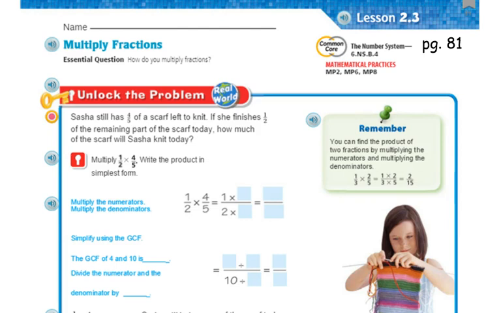This is on page 81. The topic for today's lesson is multiplying fractions. The central question which you should be answering in your summary is: how do you multiply fractions? And we got some review on this in the Show What You Know for chapter 2, but we definitely need to perfect our skills, so to speak.